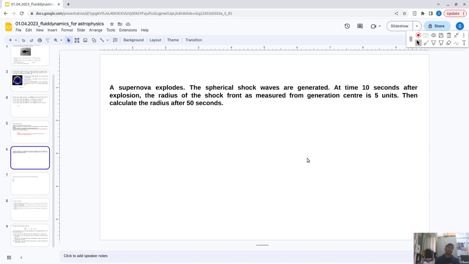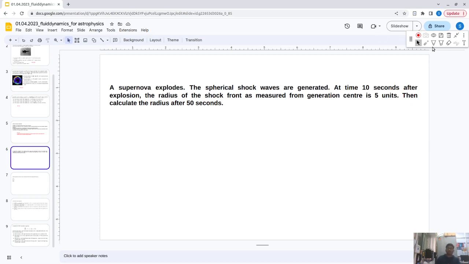The supernova explodes. The spherical shock waves are generated. At time 10 seconds after explosion, the radius of the shock fronts, as measured from generation center, is 5 units. Then calculate the radius after 50 seconds. Okay. Now, when you have a spherical shock wave, which is generated due to the supernova explosions, another question is how the radius of the shock depends upon the time.